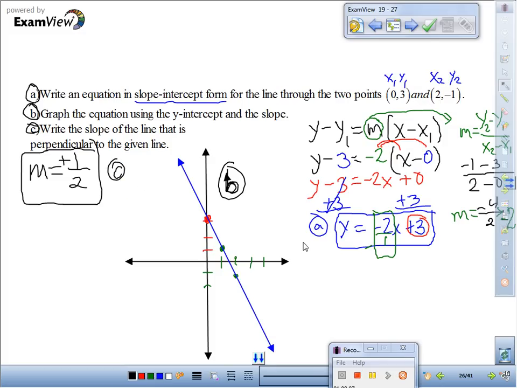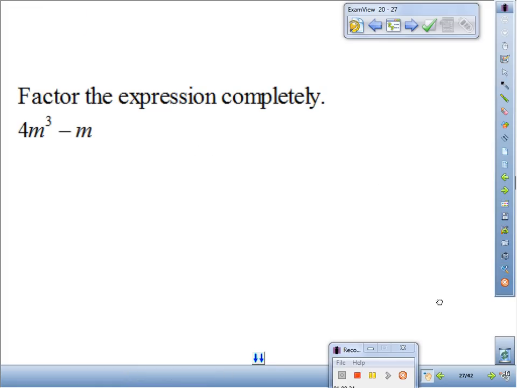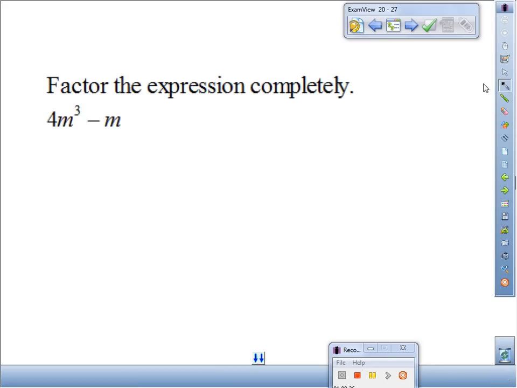That's it. Give me a second. Go to number 20. Here we go. Number 20. Let me zoom in here. It says, factor completely. That means you need to factor until there is no other factor other than the monomial or binomial and 1. There is no more GCF.